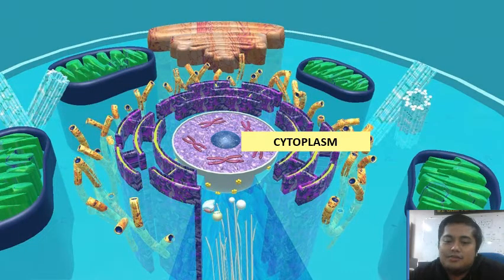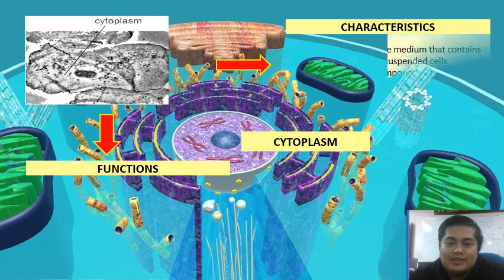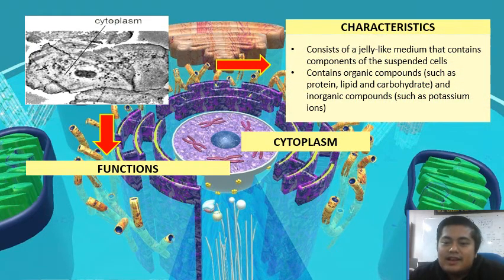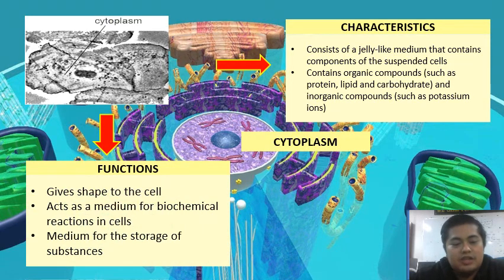So next, cytoplasm pula. Okay, cytoplasm tadi ada juga kat dalam animal cell kita, tapi saya nak terangkan ke sini supaya nampak banyak slide sikit untuk plant cell kita. So cytoplasm is a jelly-like medium that contains components of suspended cell, contains organic compounds such as protein, lipid, carbohydrate and inorganic molecules such as potassium ion. So their function is to give shape to the cell. It also acts as a medium of biochemical reaction in the cell, as well as medium for storage of substances.